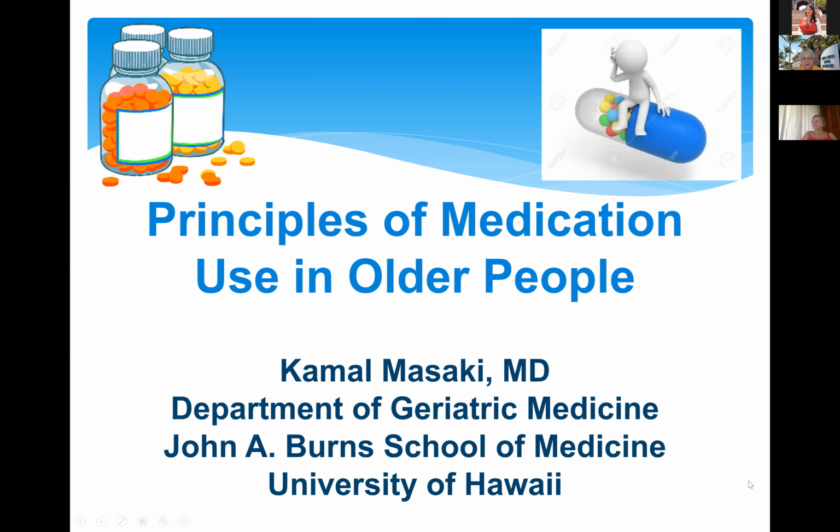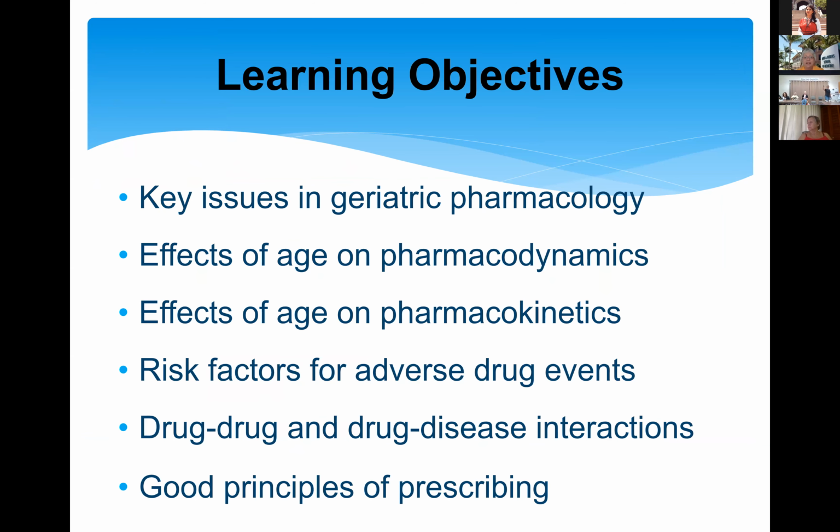Great. Okay, welcome, everyone. Today, I'll be talking about principles of medication use in older people, a very important topic. So these are today's learning objectives. I'm going to be talking about key issues in geriatric pharmacology, effects of age on pharmacodynamics and pharmacokinetics. I will explain what these terms are. I'll talk about risk factors for adverse drug events and drug-drug and drug-disease interactions, and then end with some good principles of prescribing for older people.